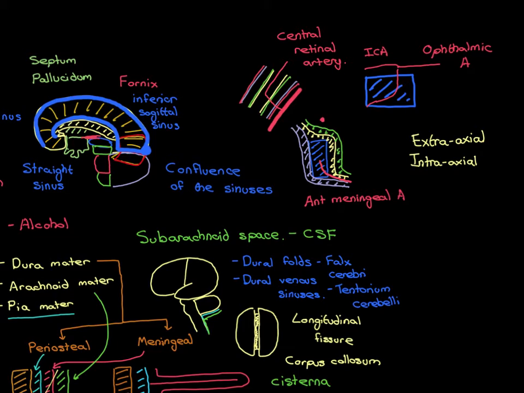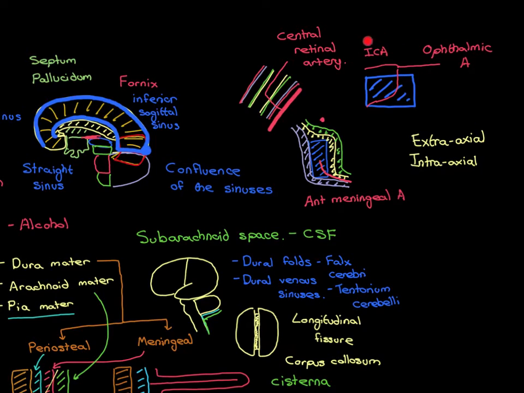So, the examples that I'm going to go over are the anterior cerebral arteries, the middle cerebral arteries, the posterior cerebral arteries, the superior cerebellar arteries, the anterior inferior cerebellar arteries, and the posterior inferior cerebellar arteries. So, let's begin then with the anterior cerebral arteries.